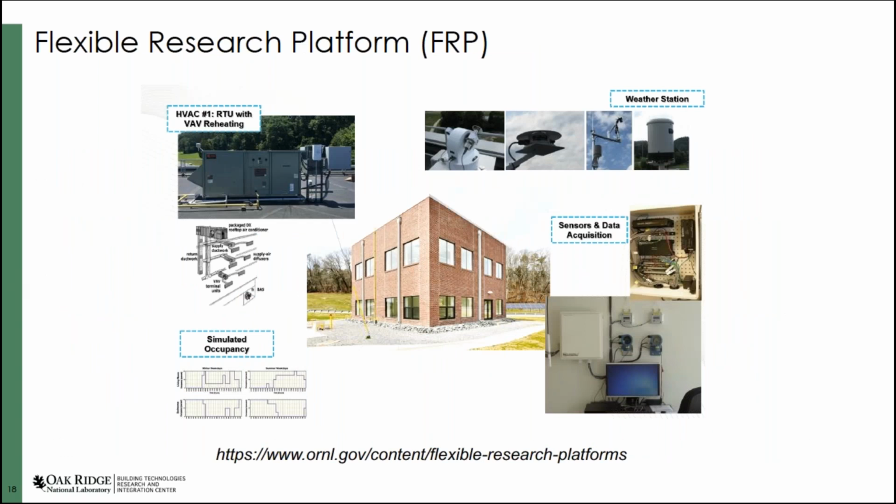So one of the tasks in this current project is to generate the quality fault data from a real building to validate the developed algorithm from the project. Oak Ridge National Laboratory has an occupancy emulated small office building shown in here, which is called Flexible Research Platform, or FRP. And we are using the FRP to implement the various building faults and generate the detailed building operational data.